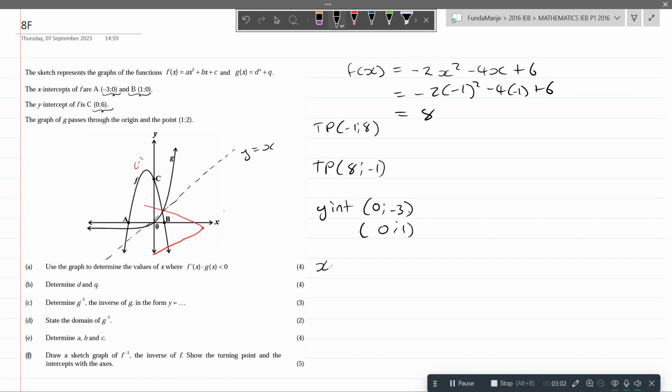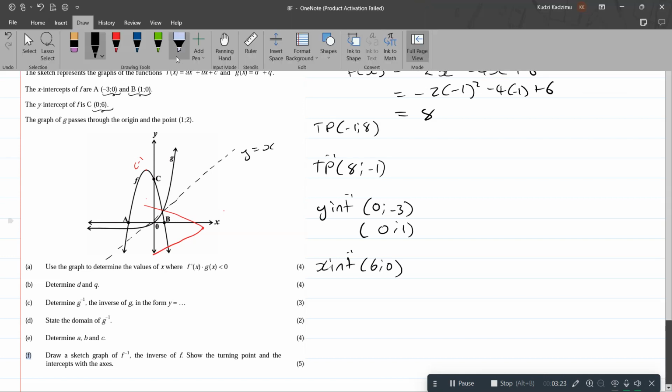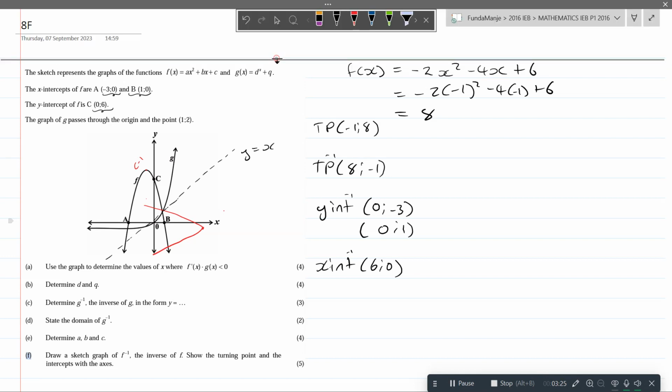Then for the x-intercept, so let me just put an inverse for the inverse coordinates. So the x-intercept of the new one will basically be the y-intercept of the previous one, but inverted, so (6, 0), like that. And then now we can draw a little sketch.